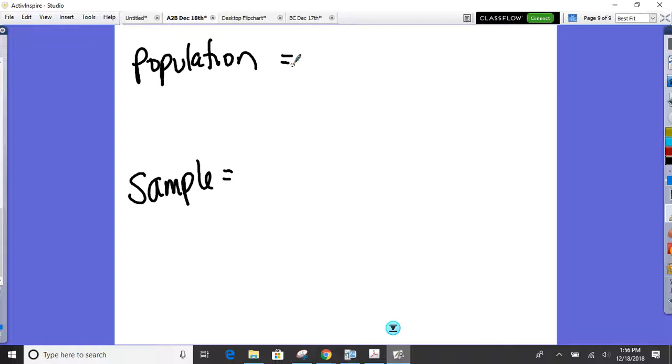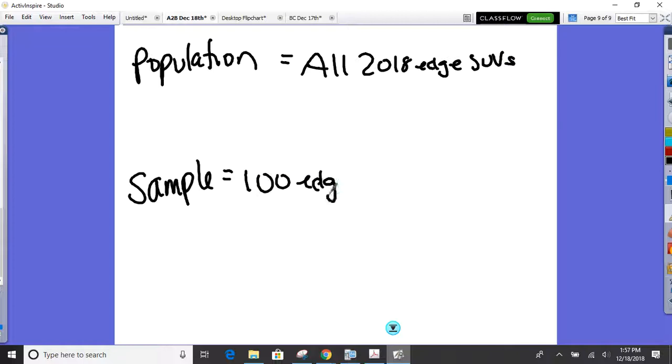So what is the entire population being tested here? All 2018 Edge SUVs, right? All of them. That's our population, but that's impossible to do, so we break it down even smaller. So what's our sample? 100 of those Edge SUVs.